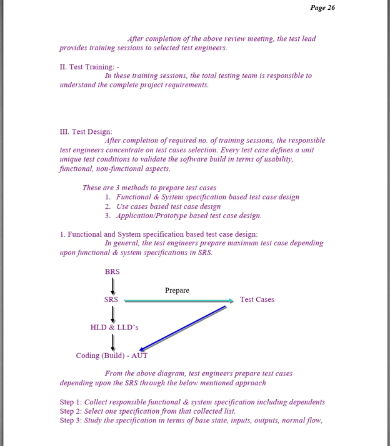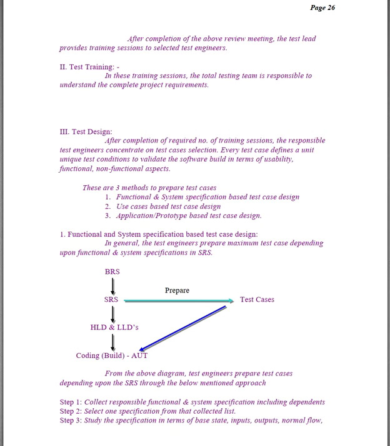After the completion of the required number of training sessions, the responsible test engineers concentrate on test case selection. Every test case defines a unique test condition to validate the software built in terms of usability. It's a unique test condition that we need to execute to make sure that the software is not breaking. It can be usability, functional, or non-functional. So there are three methods to prepare test cases.